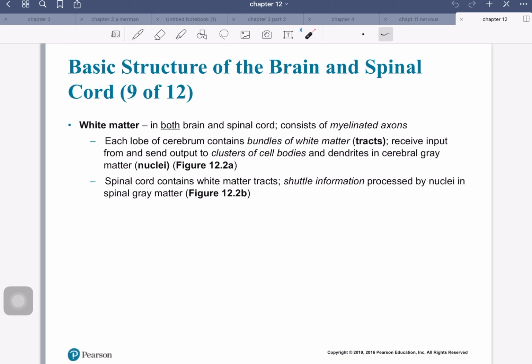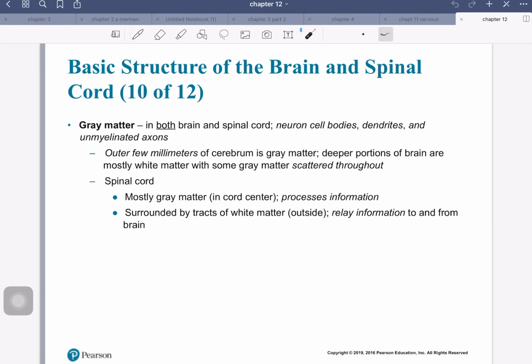The spinal cord contains white matter tracts, and we'll look at the anatomy of a cross-section of spinal cord in other chapters. These tracts are basically carrying sensory information up to higher centers, or motor information down from higher centers and eventually out to the peripheral nervous system. And because they're myelinated, they look white, so they're the white matter tracts.